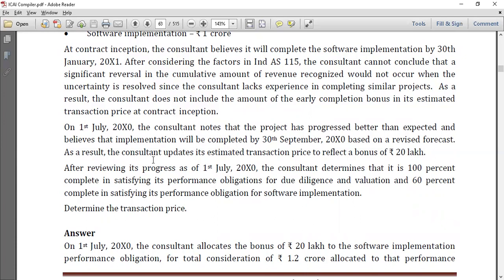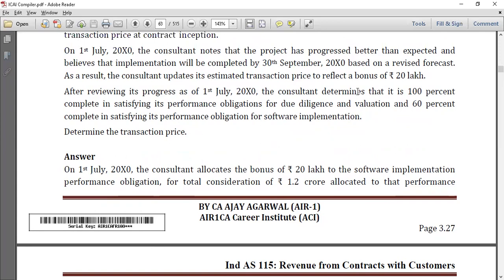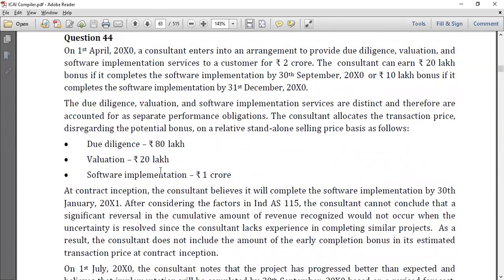After some days, on 1st July, when he is assessing again, he thought, yes, now I can complete it by 30 September. I assessed it wrongly. Now I can easily complete it by 30 September. Now he is estimating the transaction price of the bonus to be 20 lakhs. After reviewing its progress as of July 1st, the consultant determined that it is 100% complete in satisfying the due diligence and valuation, but the software implementation will be only 60% complete as of then.